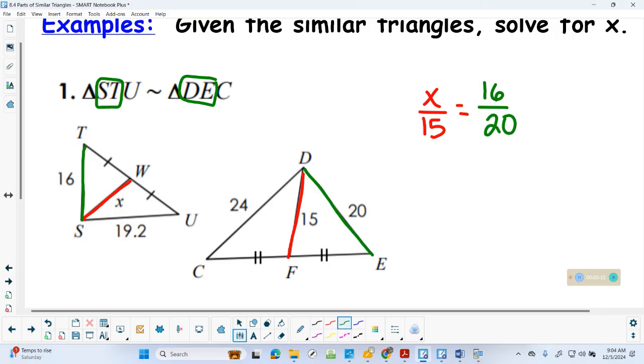All right, I know you guys are great. Solve that. You're good at your cross products. You get a nice whole answer. Got it. Now, of course, you could have used the other side. You could have used 19.2 on the right and 24. You get the exact same answer, your choice.